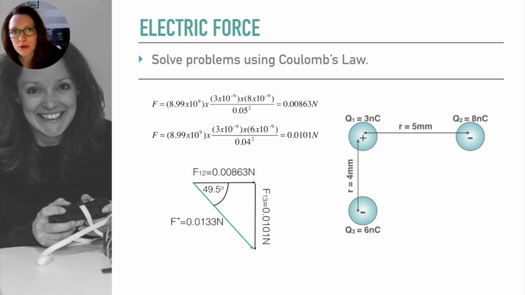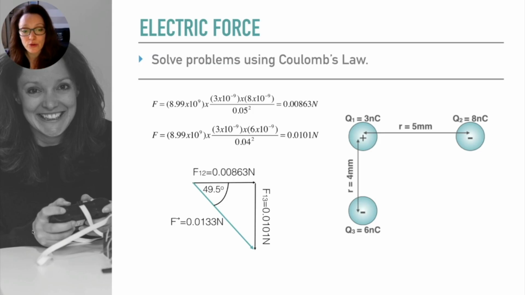We have our constant of proportionality because it's free space, 8.99 times 10 to the 9. We have Q1, which is 3 nanocoulombs, times Q2, which is 8 nanocoulombs, divided by the distance between them squared, and that gives us a force of 0.00863 newtons. That's us worked out the force on Q1 relative to Q2.